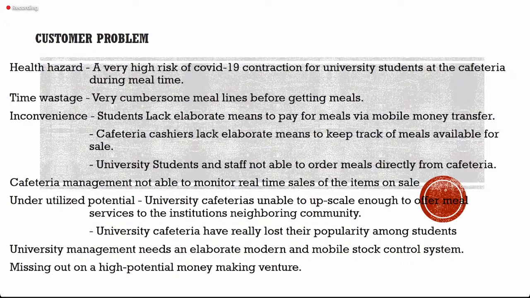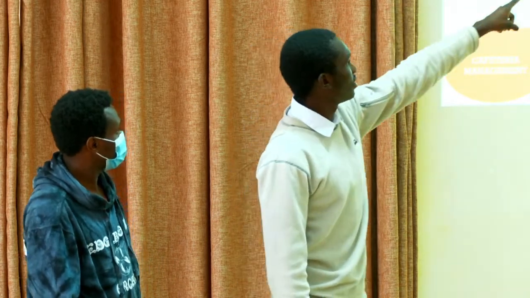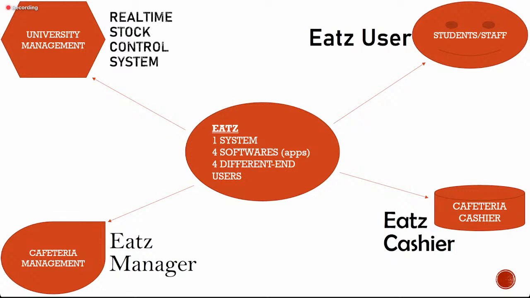So before I go further, I would like to illustrate this so that when I go through the slides, everyone can get it. EATS is a system. It has 4 main applications. As you can see, we have the EATS user. That one is for the staff and the students who use it to buy food. EATS cafeteria, cafeteria management, is software where the cafeteria management will upload the meals. EATS cashier will allow the cashier to verify the purchase of meals and allocate receipts. And the real-time stock control system is for the university management, where they can monitor stock, items, everything. So all those 4 systems make up EATS.